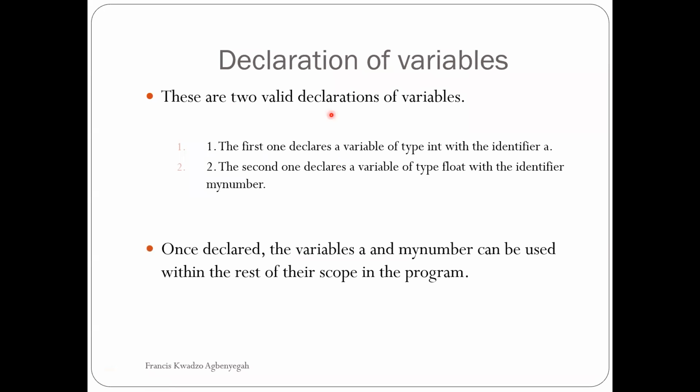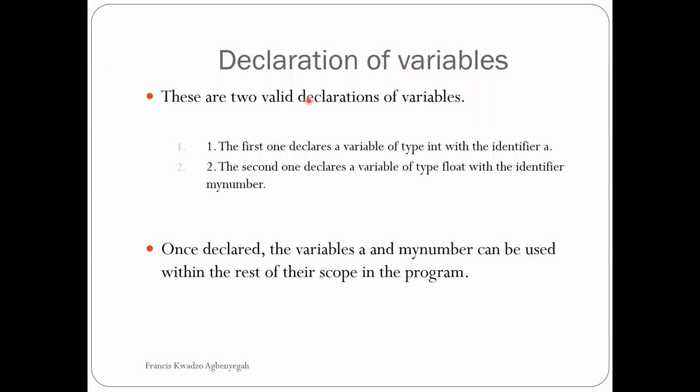So there are two valid variables. As we've just seen, we have two variables that we declared. The first one that we saw declared a variable of type int, and the identifier was a. The second one has the data type float, and the identifier was my name. Once you declare your variables, they can be used within the scope of the program.